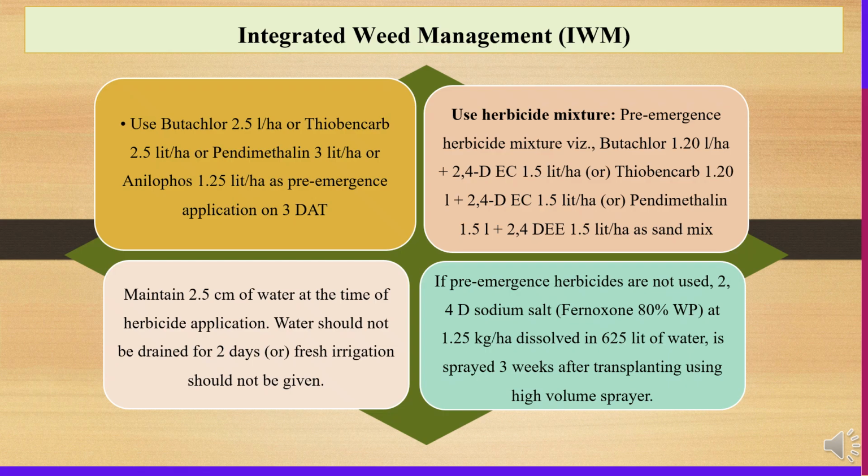Pre-emergence herbicide mixtures. To broaden the weed control spectrum, use mixtures of a pre-emergence herbicide with a broadleaf weed killer. Butachlor 1.20 liters per ha plus 2,4-D EE 1.5 liters per hectare. Thiobencarb 1.20 liters per ha plus 2,4-D EE 1.5 liters per hectare. Pendimethalin 1.5 liters per ha plus 2,4-D EE 1.5 liters per hectare. Mix the herbicides with sand for uniform distribution in the field.